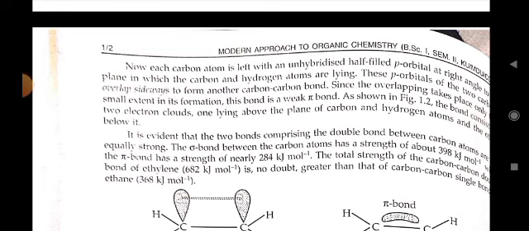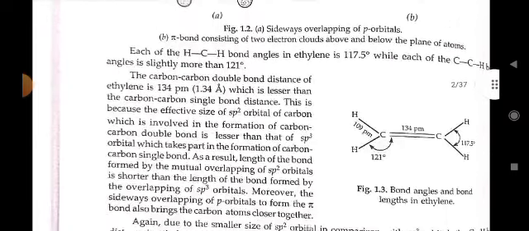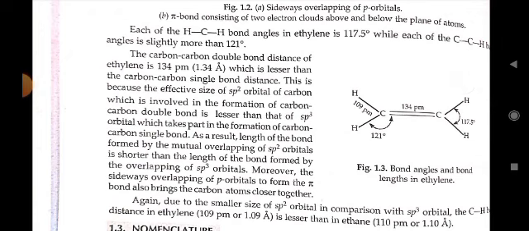The sigma bond between the carbon atoms has a strength of about 398 kJ mol⁻¹, while the pi bond has a strength of nearly 284 kJ mol⁻¹. The total strength of the carbon-carbon double bond of ethylene, 682 kJ mol⁻¹, is no doubt greater than that of the carbon-carbon single bond in ethane, 368 kJ mol⁻¹. Each of the H-C-H bond angles in ethylene is 117.5 degrees, while each of the C-C-H bond angles is slightly more than 121 degrees.